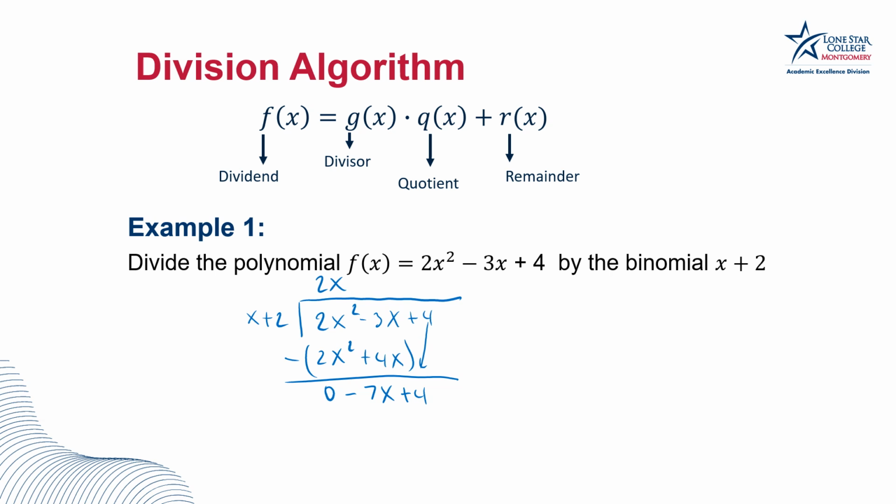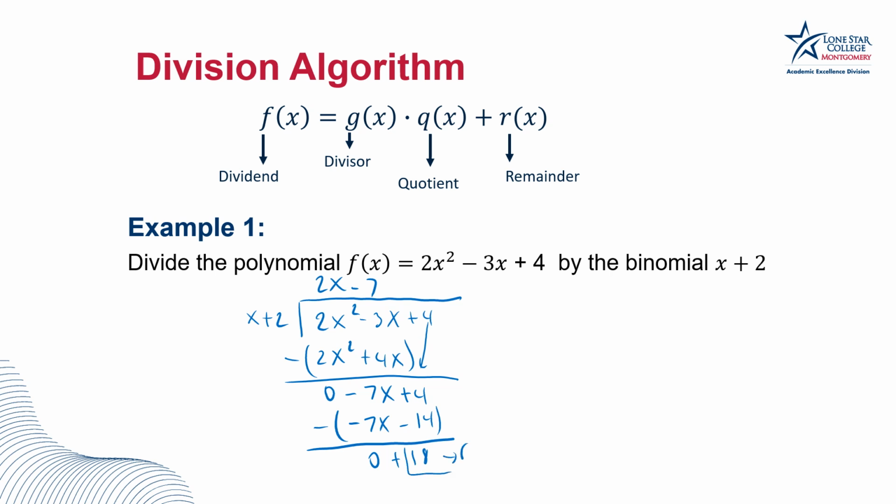And the next step is, again, how many x's can fit into negative 7x? That would be negative 7. So then you would multiply negative 7 times x, negative 7x, and also negative 7 times 2, and that gives us negative 14. Make sure you put parentheses and subtract. So negative 7x minus negative 7x, that's 0 again. And then 4 minus negative 14, that actually gets you a plus 14, which gives us an 18. Because this 18 is smaller than x plus 2, this is our remainder.